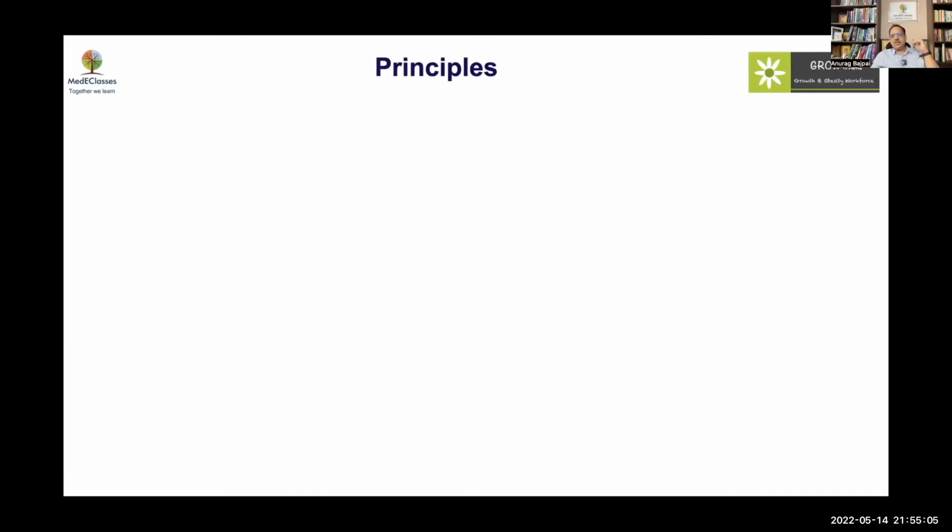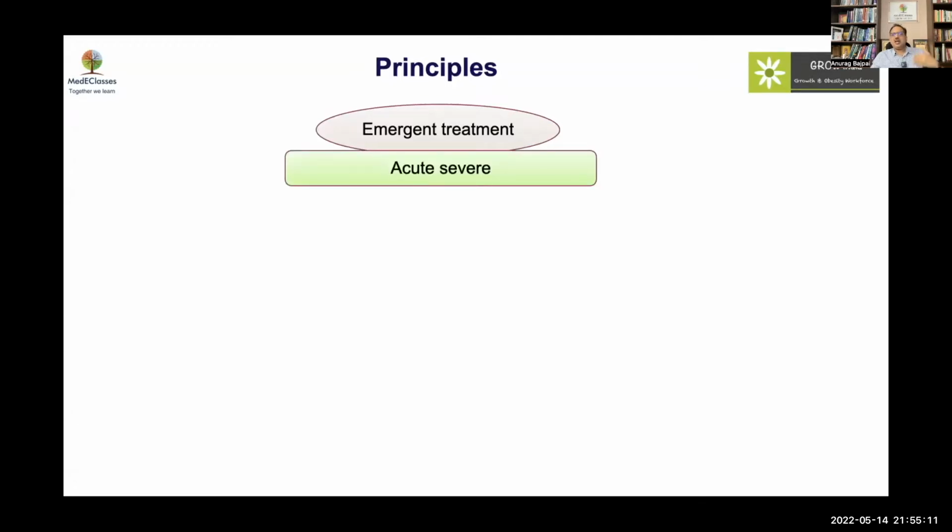Hyponatremia is one of the common endocrine emergencies encountered in pediatric practice, and it is quite important in terms of the overall clinical perspective and the challenges in diagnosis and management. The key principles of management are: do not give emergent treatment unless it's an acute severe form. Very importantly, be careful about the rate of correction.